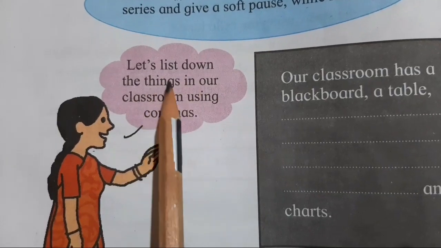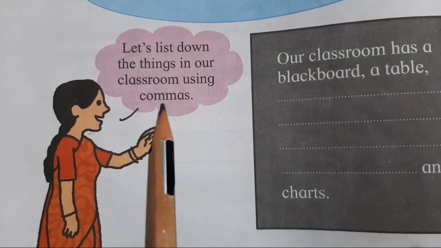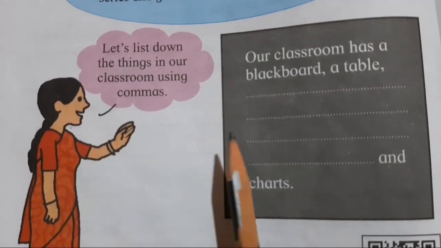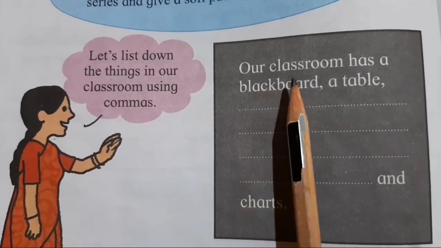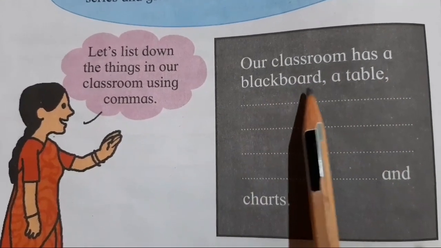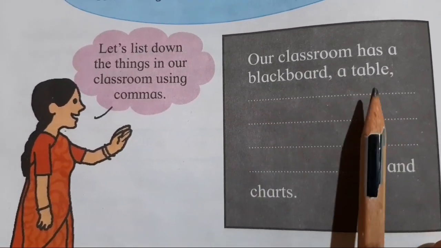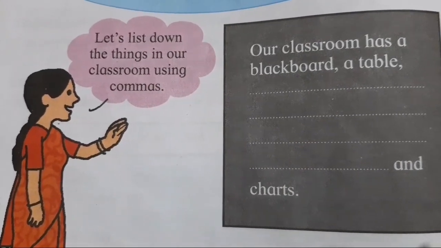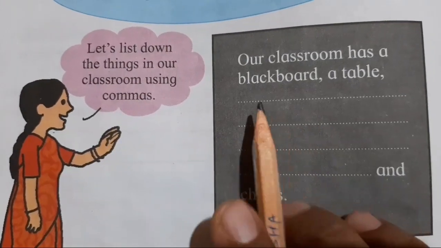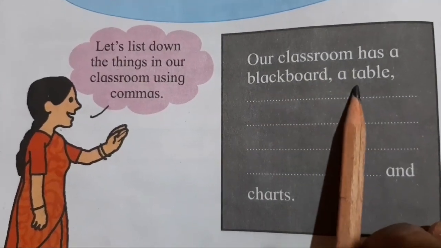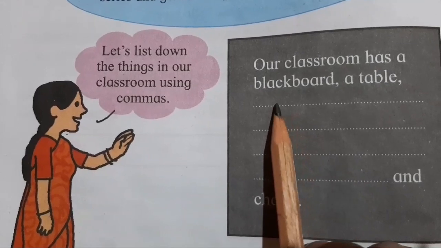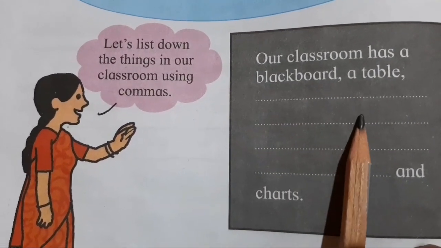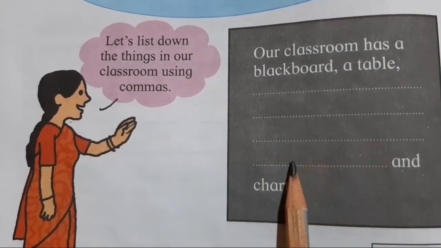So see here. Let's list down the things in your classroom using commas. Okay, see, the teacher is asking the students: our classroom has a blackboard, comma, a table, and what things you look at every day in the classroom. What do we see in the classroom? Like blackboard, tables, right? Chair, then bench, bags, books, notebooks, chalk, eraser, duster.